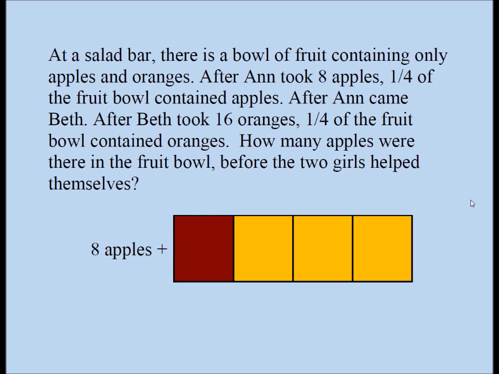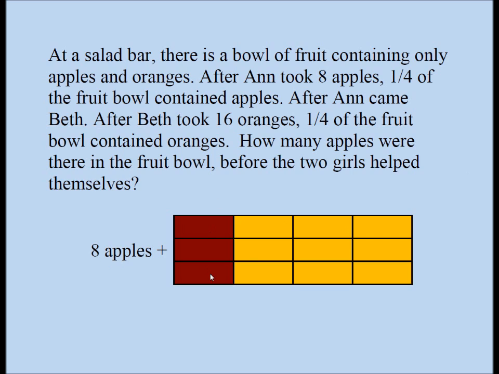Okay, so what I'm going to do is cut the fruit bowl in this manner. Why? Because after some of the oranges were gone, 3/4 of the bowl contained apples. So this is 1/4 of the bowl. This is 1/4 of the bowl. This is 1/4 of the bowl. What's the fourth for? Fourth, 1/4. Remember, 4/4 make a whole. This has to be the other 1/4. That tells me all this was taken by Beth.